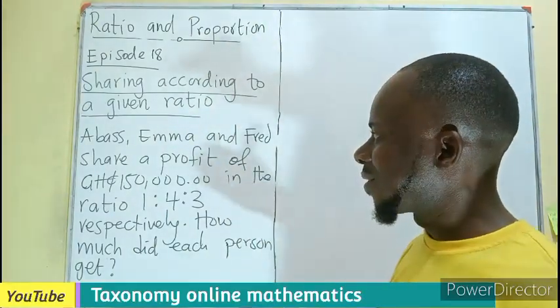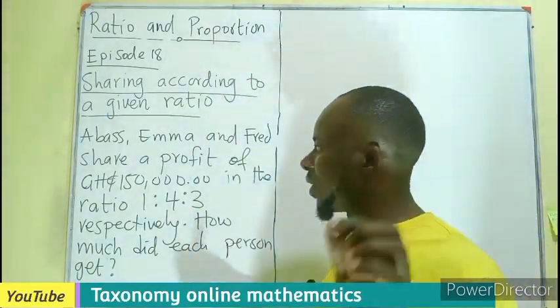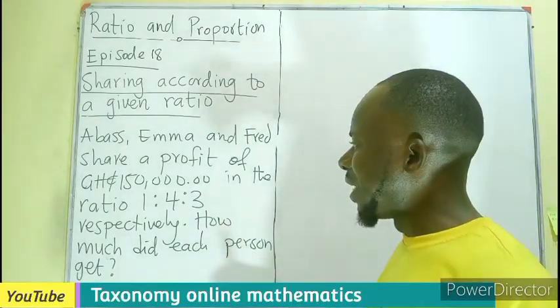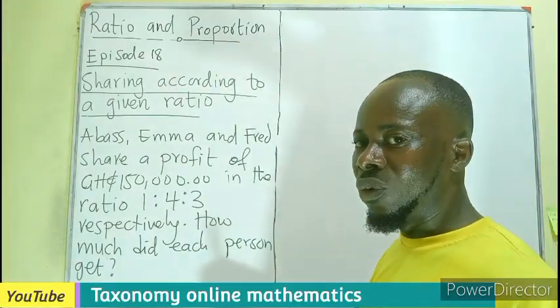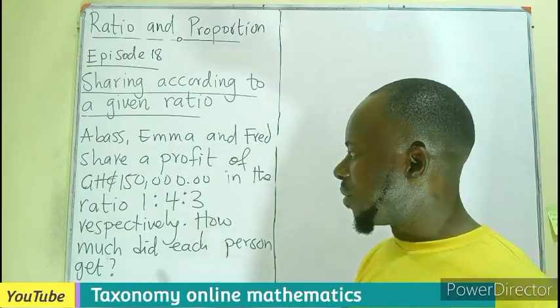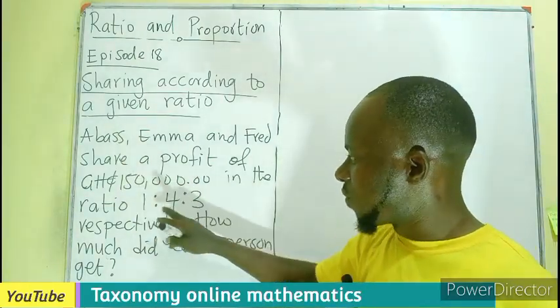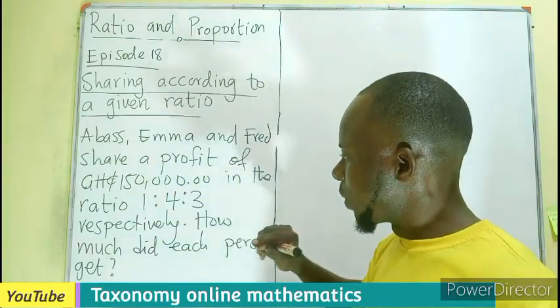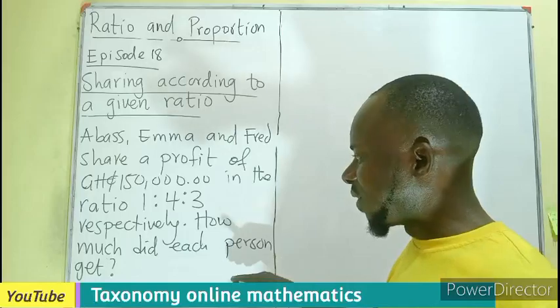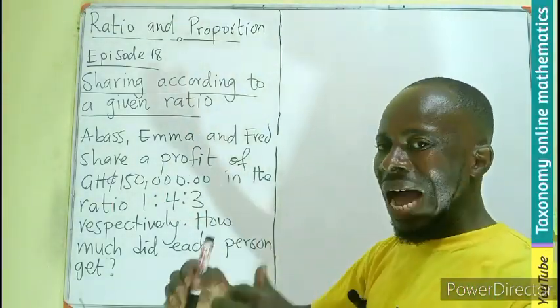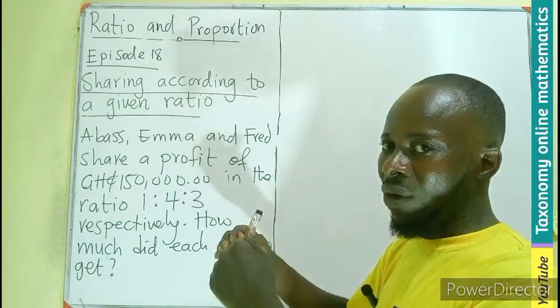So Abbas, Ima, and Fred share a profit of 150,000 in the ratio 1:4:3 respectively. Respectively simply means that 1 for the first person, 4 for the second, 3 for the third person. So how much did each person receive? From the previous introduction, you've learned how to find these kind of questions.